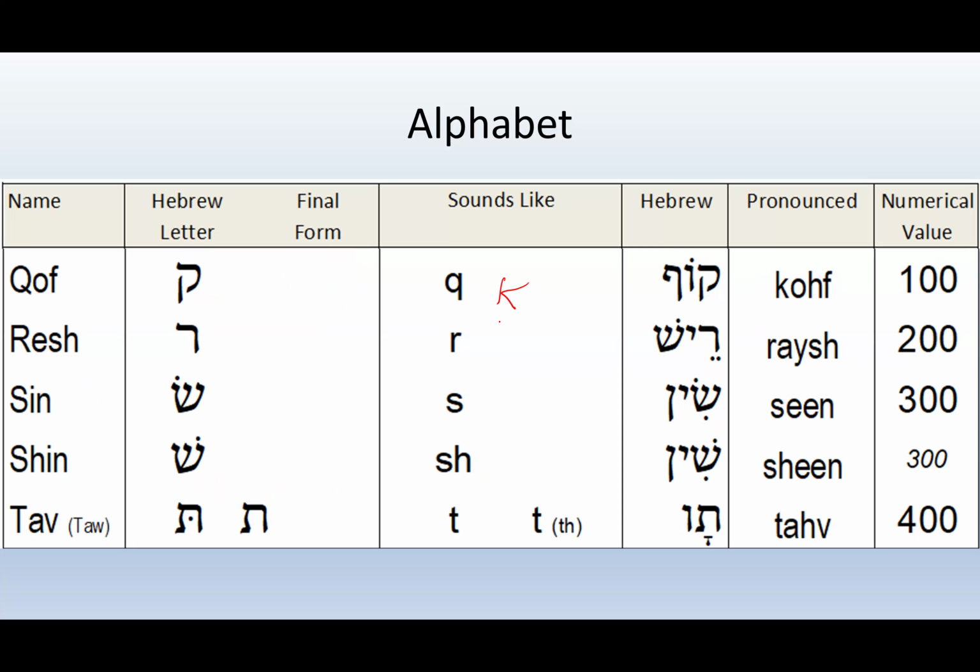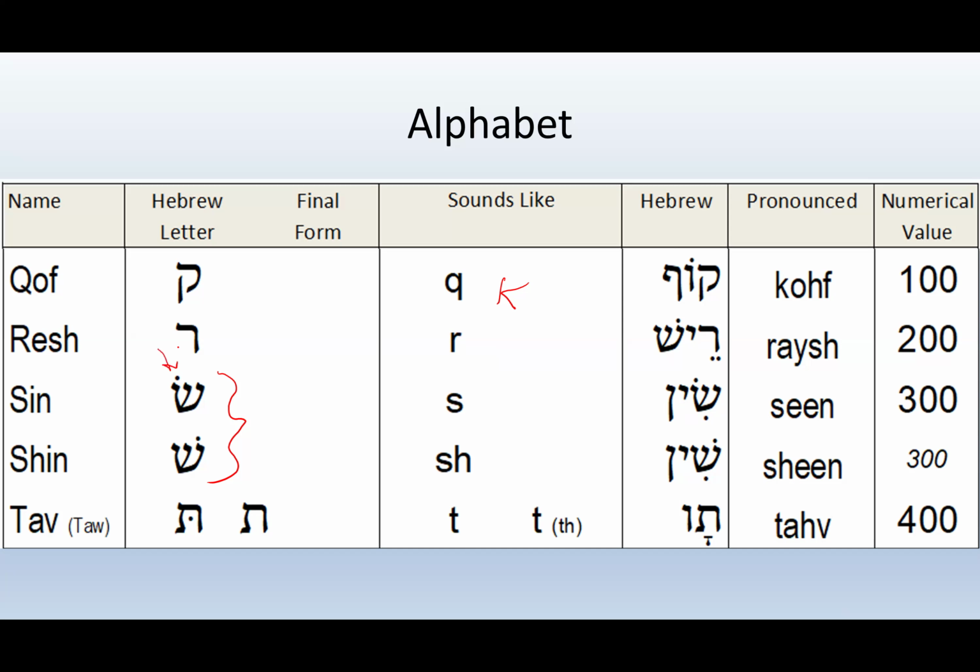Then Sin and Sheen, these are actually one letter. When you're reading an acrostic poem in the Psalms or Lamentations or even chapter 31 of Proverbs, you don't have both Sin and Sheen separately. They're considered one letter. It just depends on where this dot is.